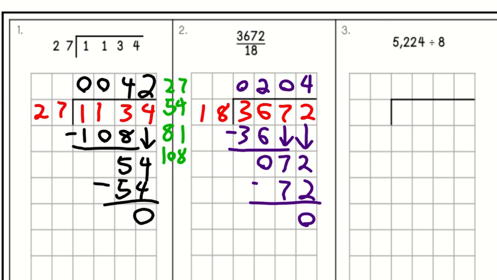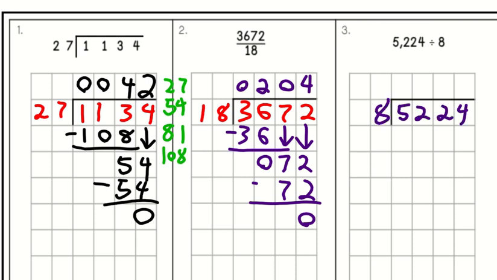I said we could list them out. I don't have a ton of space up here though. And 5,224 divided by 8. Jeremiah? No? Judah? 653. All right.